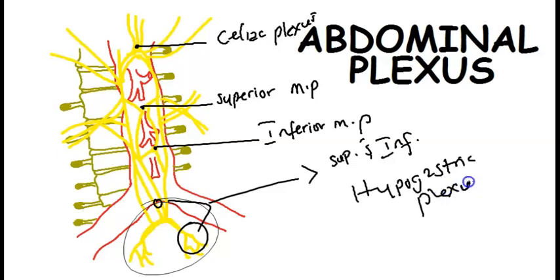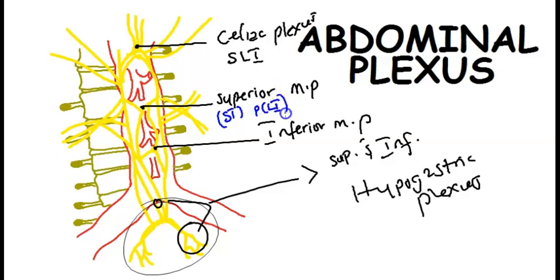So now let's look at the functions. Notice that the celiac plexus, which we call the solar plexus, simply controls the SLI, which is nothing but the stomach, the liver, and then the intestine. And the superior mesenteric plexus simply takes care of the small intestine and then part of the large intestine.